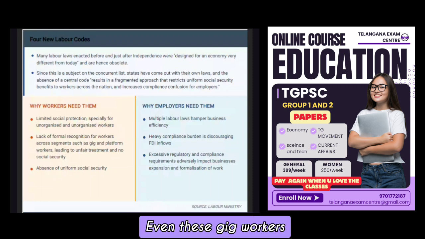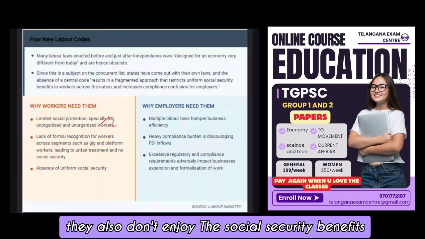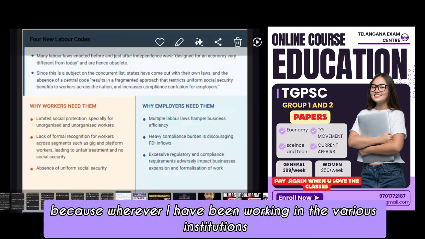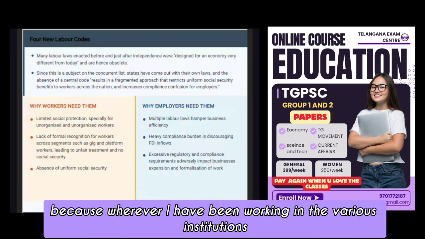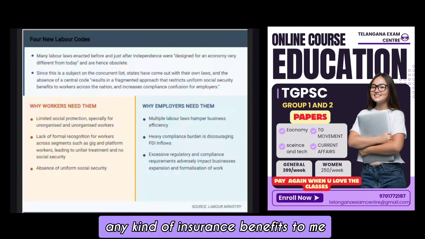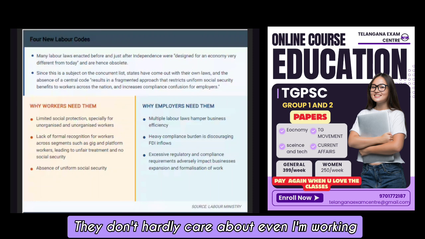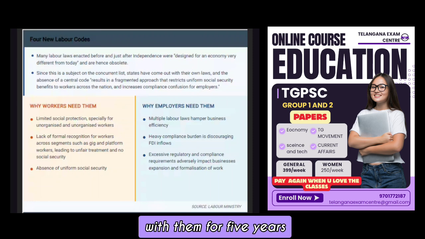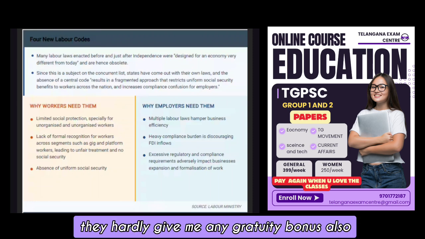Gig workers. Even these gig workers don't enjoy the social security benefits, because wherever I have been working in the various institutions, they just don't care about any kind of insurance benefits for me, any kind of ESI benefits for me. They hardly care; even though I'm working with them for 5 years, they hardly give me any gratuity or bonus also, right?